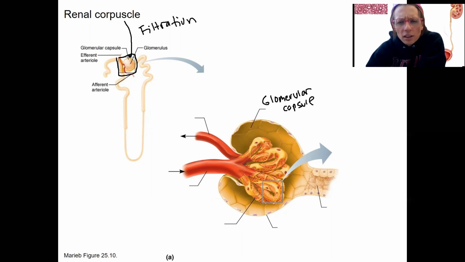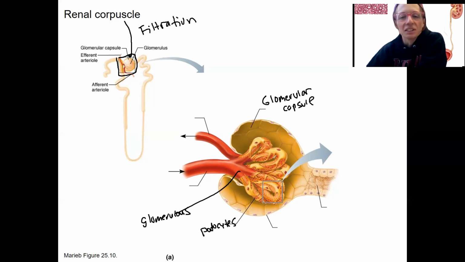The glomerulus is covered in cells called podocytes. This refers to like feet. These cells, like here's one, here's another, they cover this capillary with their structures and allow for regulation of increased ability to filter out the blood.